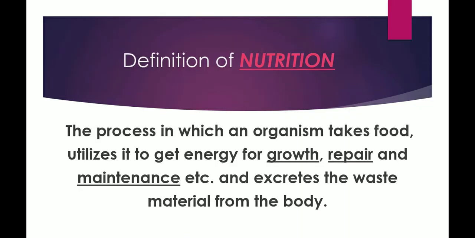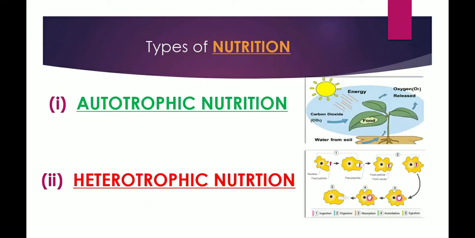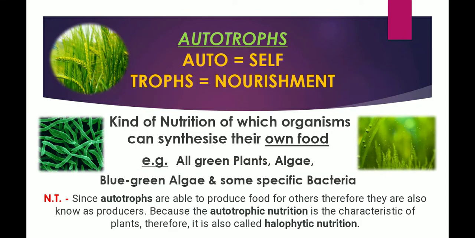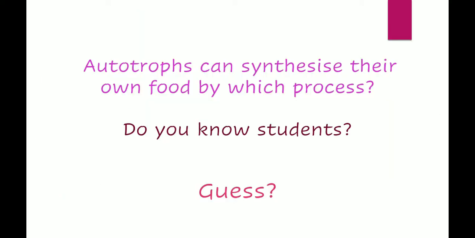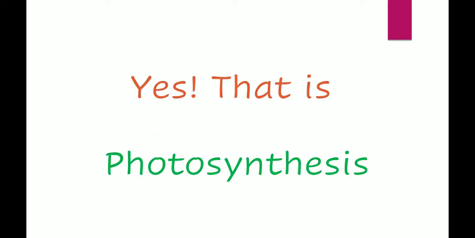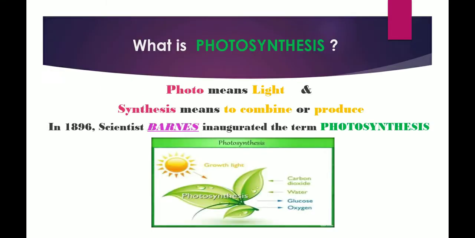There are two types of nutrition. Number one, autotrophic nutrition, and number two, heterotrophic nutrition. In this video, we will discuss autotrophic nutrition to the point so that you can answer your questions easily. If I ask you by which process autotrophic nutrition occurs, guess quickly. Yes, that's photosynthesis. Photo means light and synthesis means combine or produce.